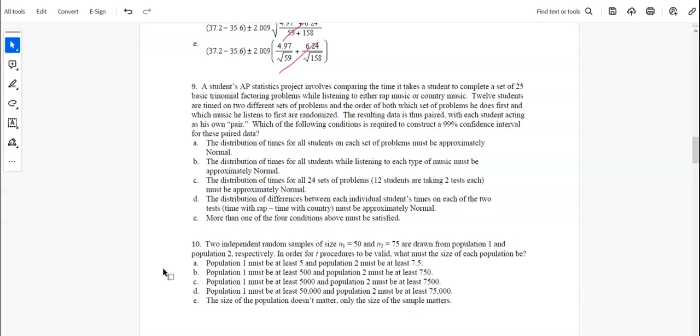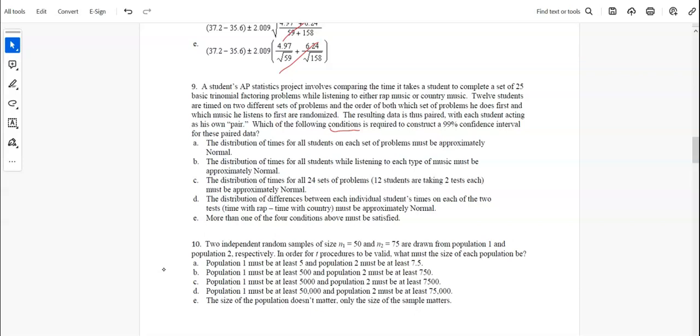Okay, so we're looking for conditions for paired data. Well, that's the same as one sample thing. So we need a random sample. We need less than 10%, large sample. Okay, so let's see what this one would be.